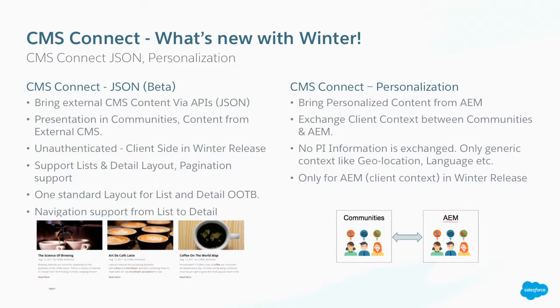The HTML connector also has support for rendering personalized content from Adobe Experience Manager, and that is done by exchanging client context between Salesforce and Adobe Experience Manager. Coming to CMS Connect JSON connector, it helps to bring content from external CMS system like blogs, articles, news, product, etc. using JSON API, and they are rendered in communities using pre-built layouts. So we provide best-in-class presentation capability for building the UI for it.